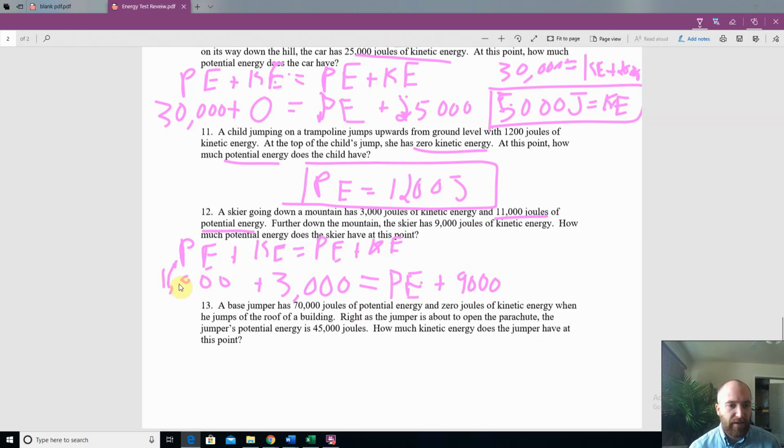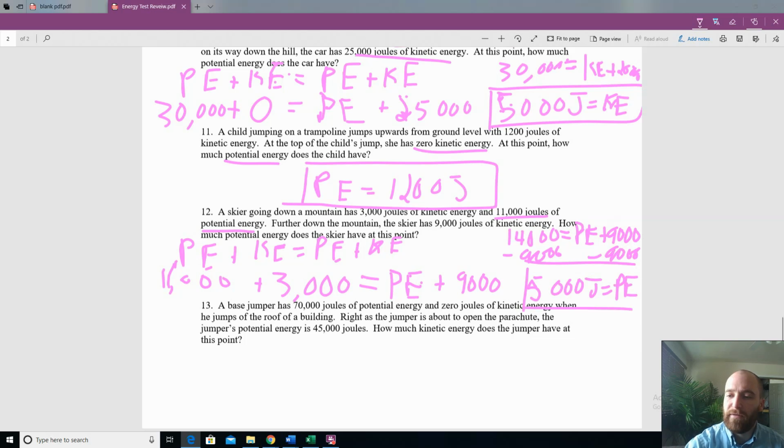Okay, I'm going to simplify this. 11,000 plus 3,000 is, I believe, 14,000. PE plus 9,000 is just, well, there's not a lot of simplification we can do there. It's just PE plus 9,000. Now to solve, I'm going to subtract 9,000 from both sides, right? Just like an algebra problem. Alright, 14,000 minus 9,000 is, I believe, 5,000 joules, which is equal to PE. And that's exactly what I asked for. So this is a good answer. 5,000 joules.